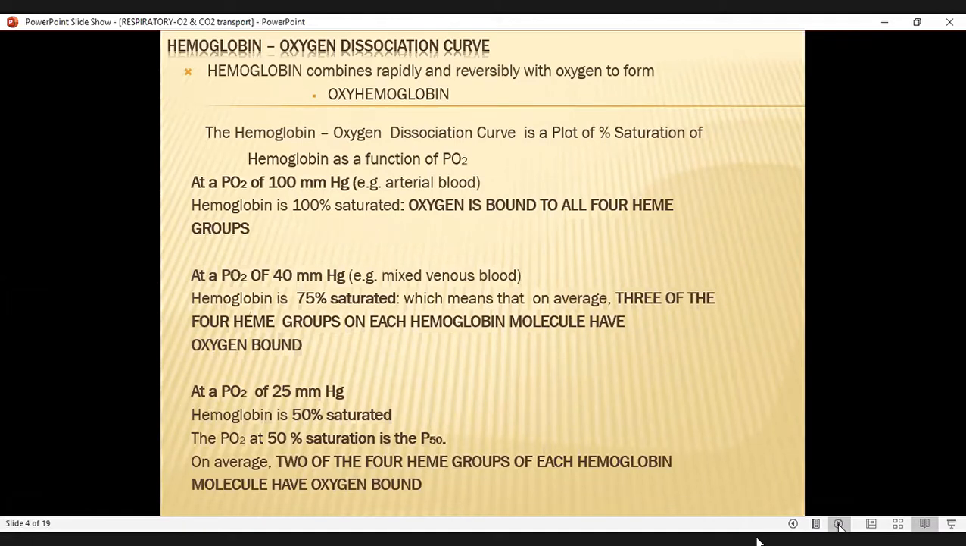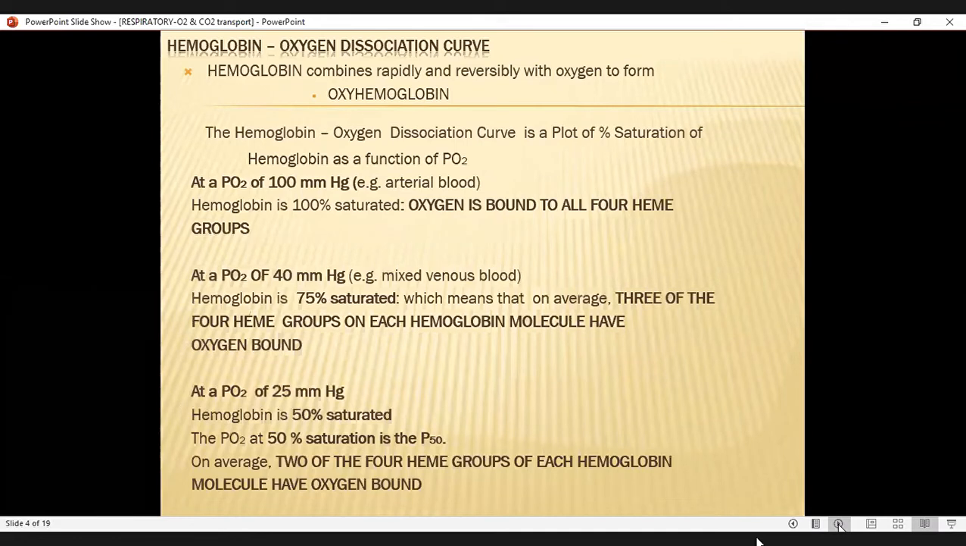At a PO2 of 100 millimeters of mercury, hemoglobin is 100% saturated. That means oxygen is bound to all 4 heme groups. Your 2 alpha and your 2 beta chains are bound with oxygen. So it is full, 100% saturated.